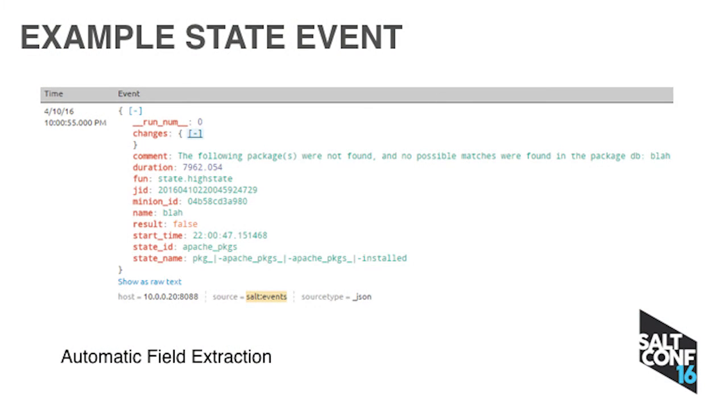So here's an example of a state event. This is Splunk, and we're sending HTTP events to Splunk, and it's doing automatic field extractions. You'll see here on the left the JSON structure that we sent to it. It's automatically creating field extractions, so you can search on each of these keys as a field in Splunk automatically without creating field extractions, which is kind of nice.